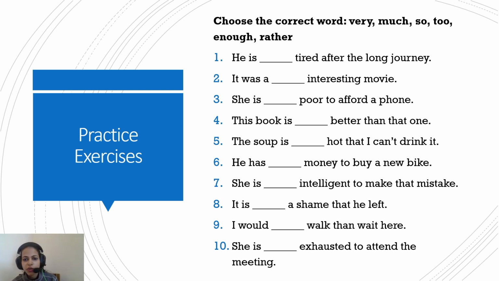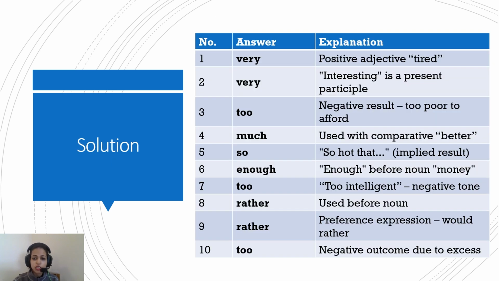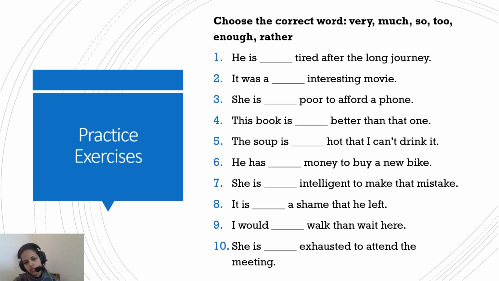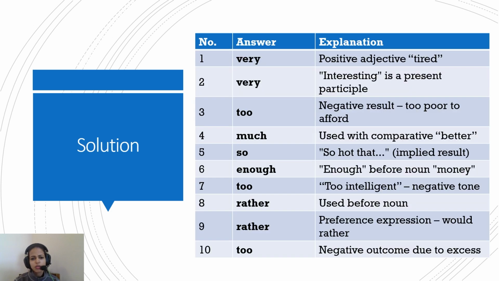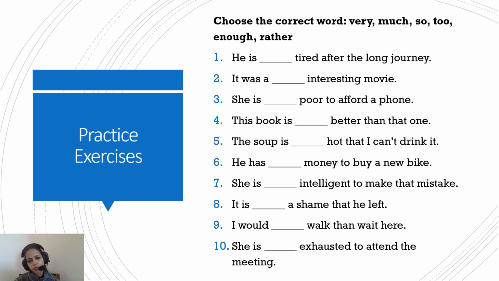Okay, let's do the questions now. He is dash tired after the journey. He is too tired after the journey, but there is no negative implication here. So that could not be the correct choice. He is very tired, because tired is a positive degree adjective. Yes, so he's very tired. It was a dash interesting movie. It was a very interesting movie because again, interesting is a present participle.